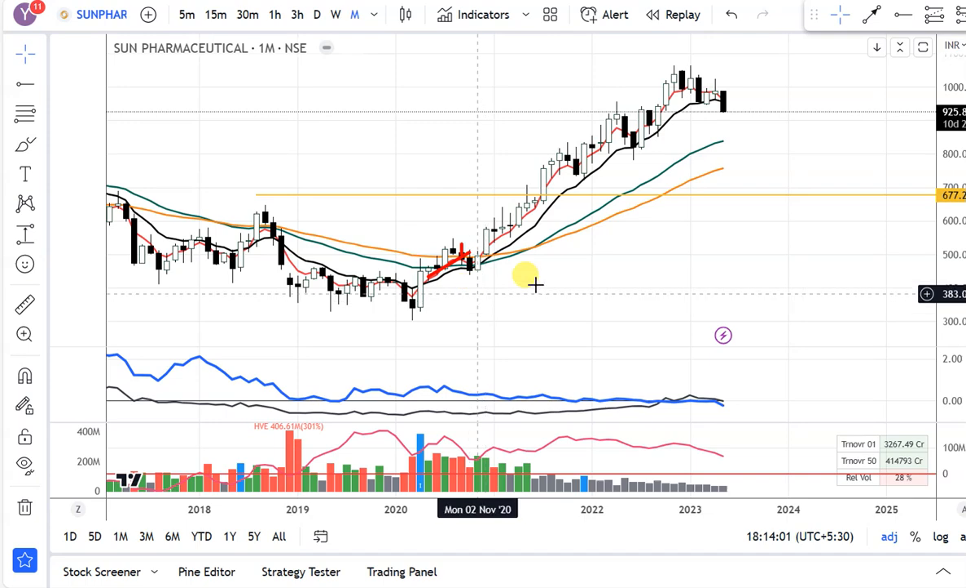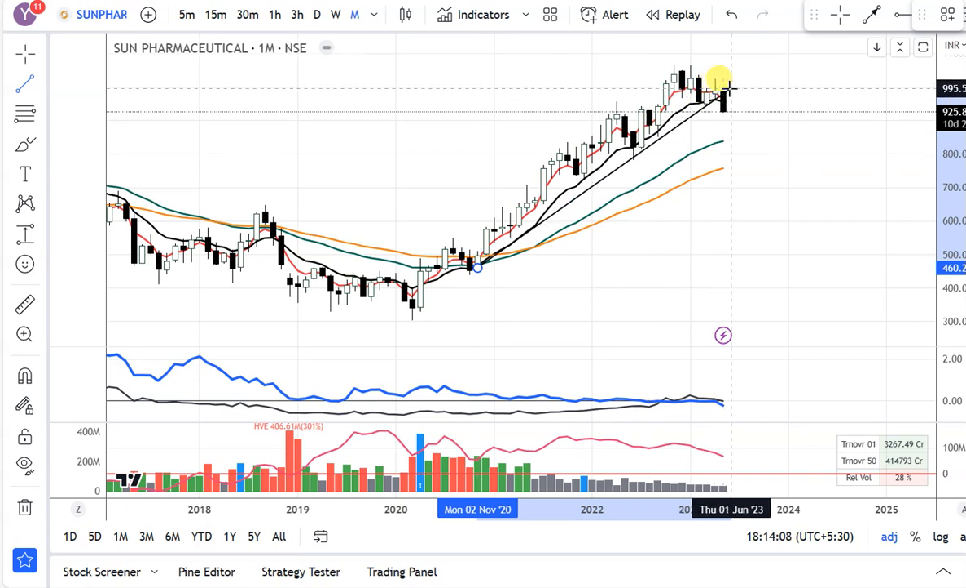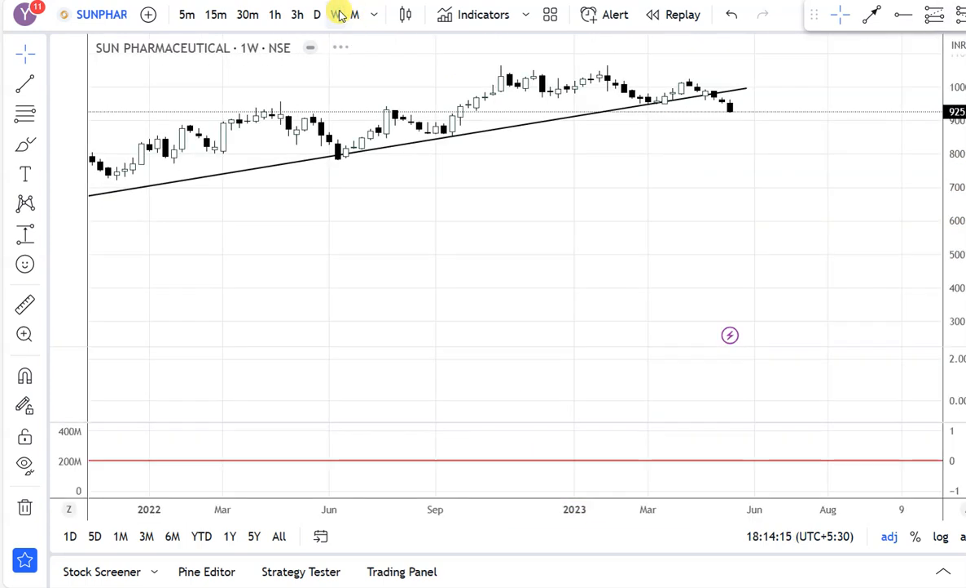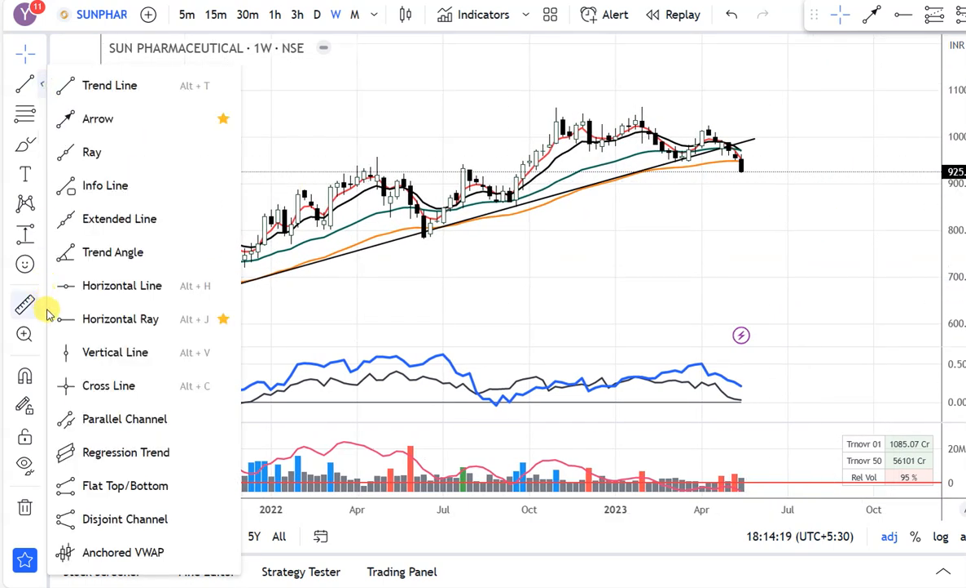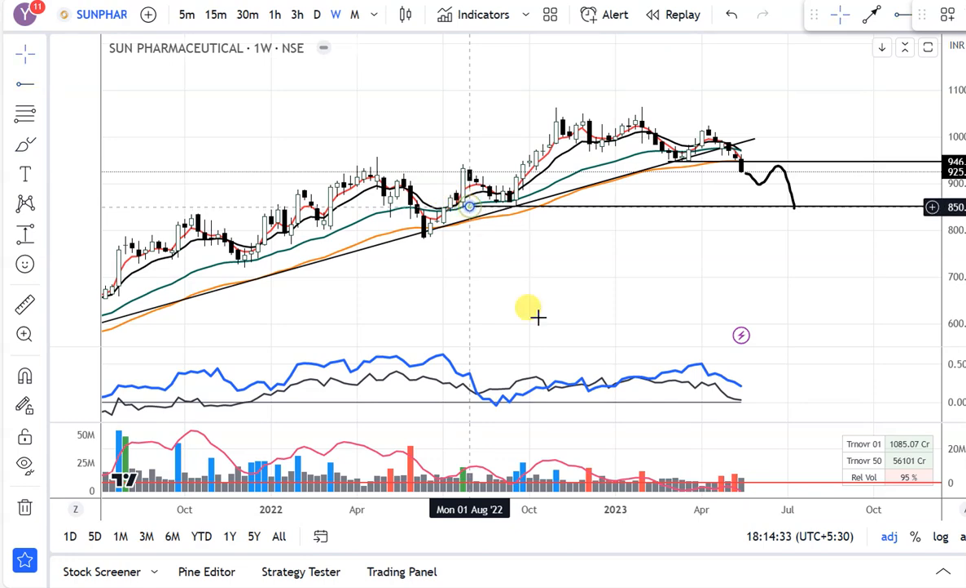Yes, so there is a possibility of Sun Pharma giving us a retest of 946 on the daily time frame. It may touch and it may fall to 850 rupees. Okay, so let's keep this chart like that only, for us to see next month how it does. Sun TV, nothing at all is happening.